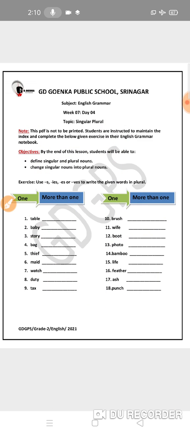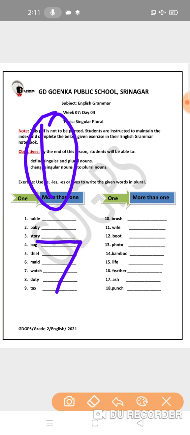So, before doing an exercise, let me tell you what a singular noun is. A singular noun is a noun that is one in number, and a plural noun is a noun that is more than one in number. After this, we learnt about the rules. How can we change singular nouns into plural nouns?